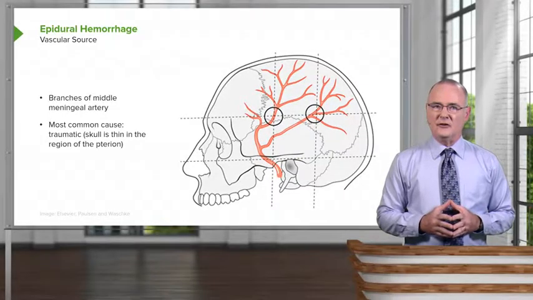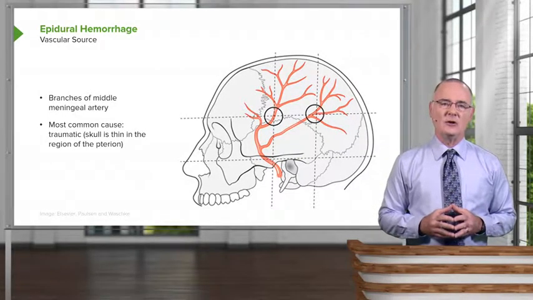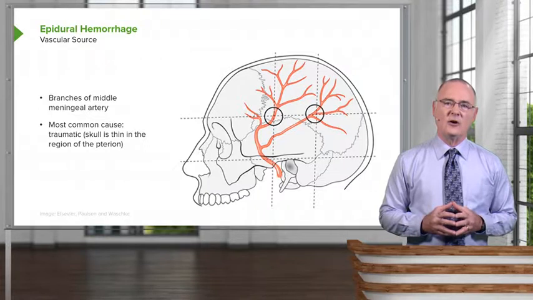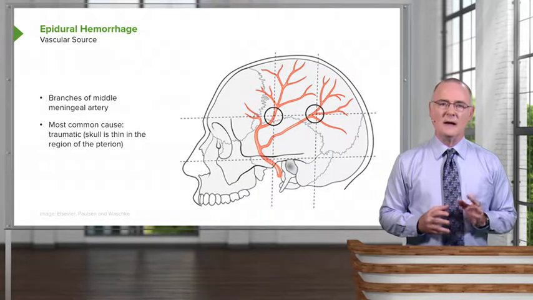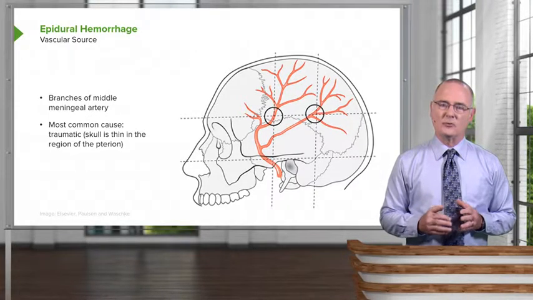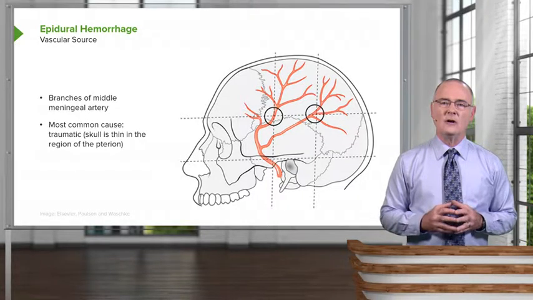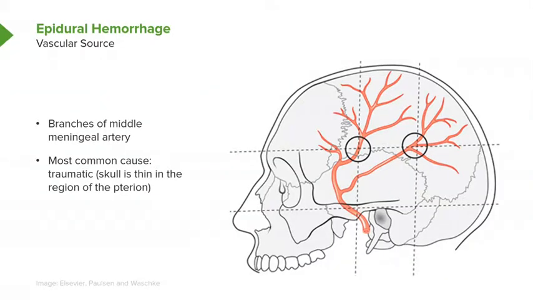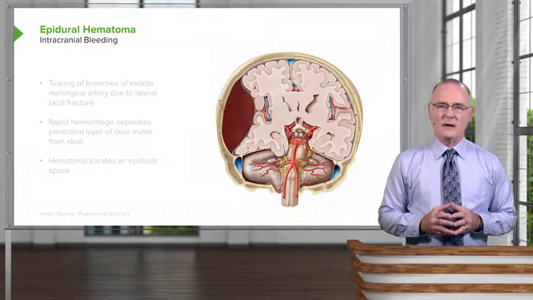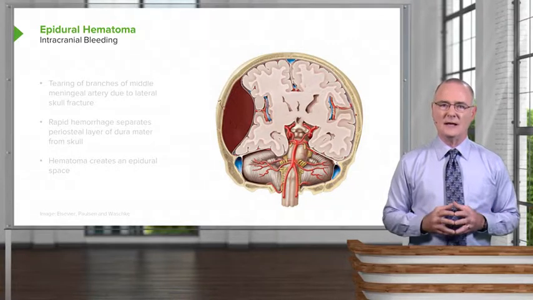So the most common cause of an epidural hemorrhage is indeed a traumatic cause. So there's a severe blow to the side of the skull, usually in the area of the pterion. That's sufficient to fracture this region of the skull, and then the fractured bone gets pushed in internally and then can sever one of the branches of the middle meningeal artery. And in the case of the pterion, in this area here, that would be the anterior division of your middle meningeal artery.